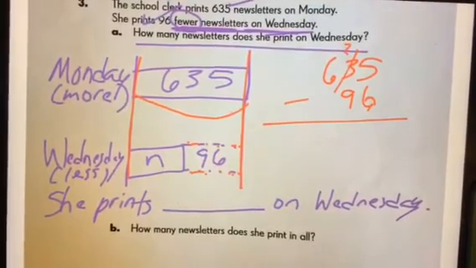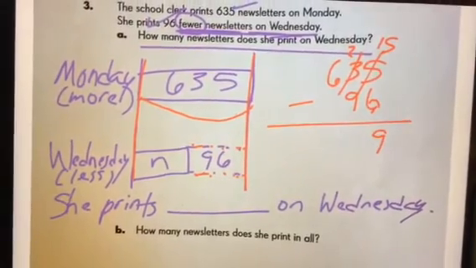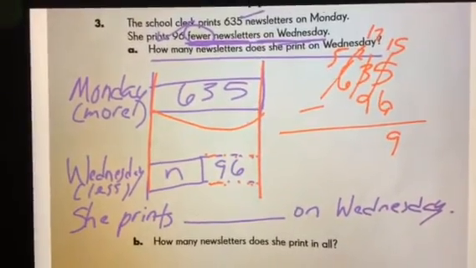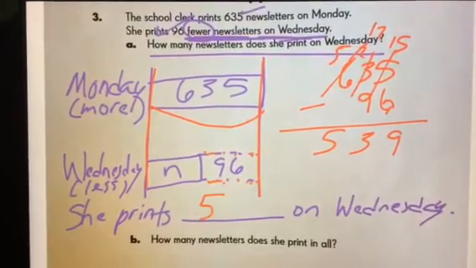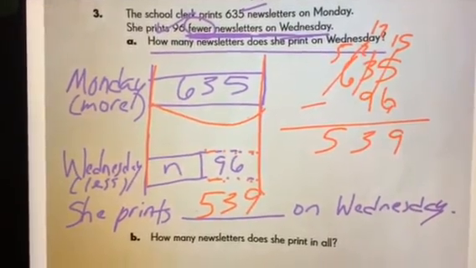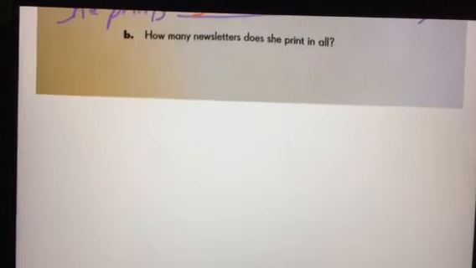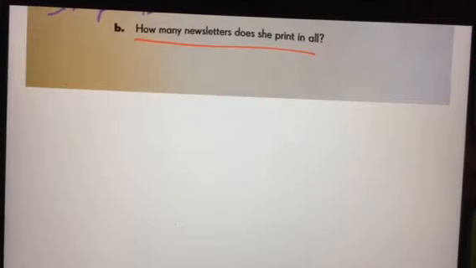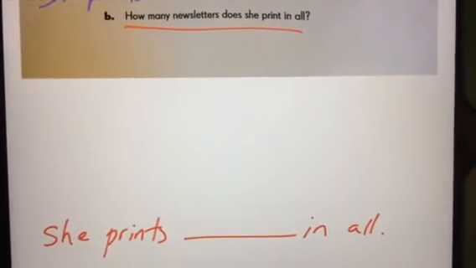All right, let's do our regrouping. 15 ones minus 6 ones will be 9 ones. Regroup again. 12 tens minus 9 tens will be 3 tens. So now we know that she prints 539 on Wednesday. Let's keep that in mind because for part B, you usually end up using information from part A. Part B says, how many newsletters does she print in all? Okay, so your answer statement is she prints this much in all.